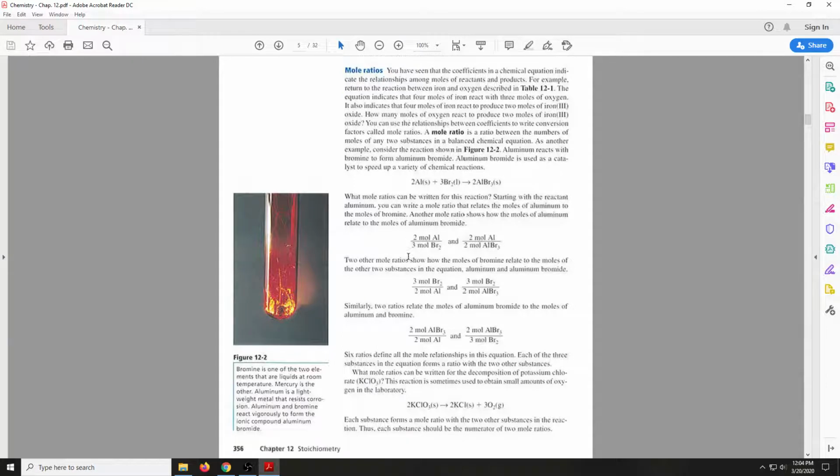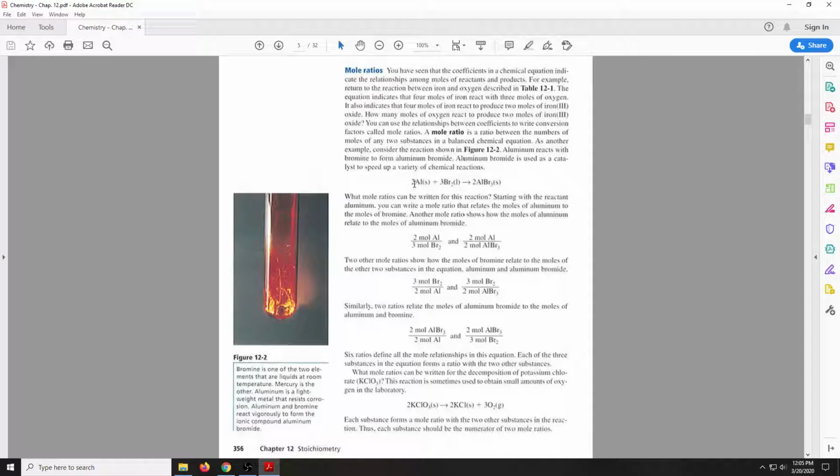Okay, so let's go ahead and just jump right in. In this example, we have aluminum reacting with bromine to form aluminum bromide. And we see this right here, this is happening. So what are the mole ratios? That seems like an open-ended question, like, well, I don't know, that could be a lot of things. And it can be a lot of things, but there is a finite amount. There is a definite amount.